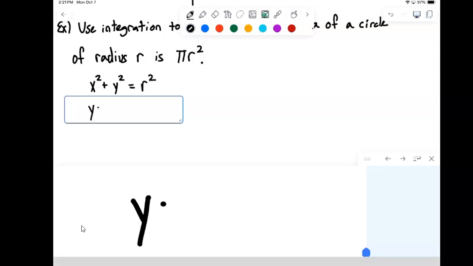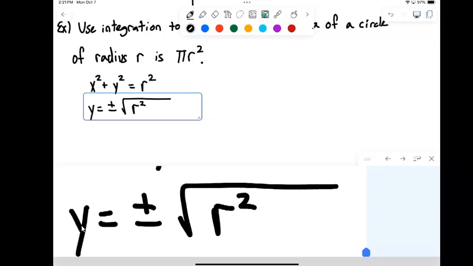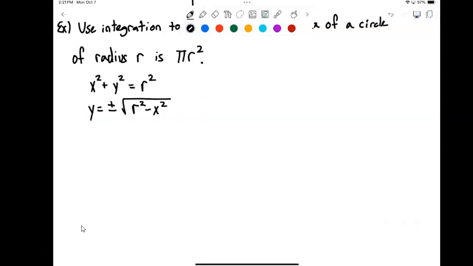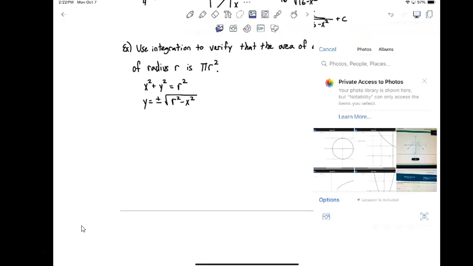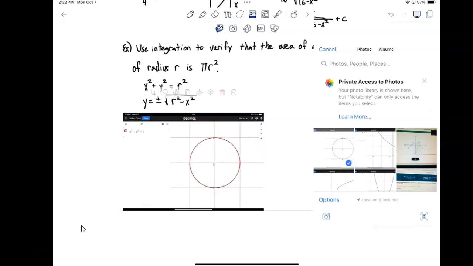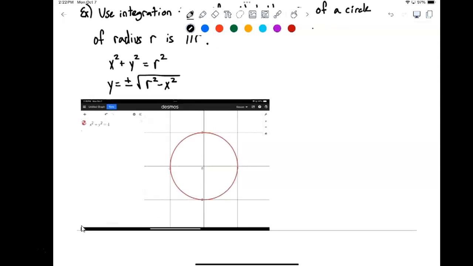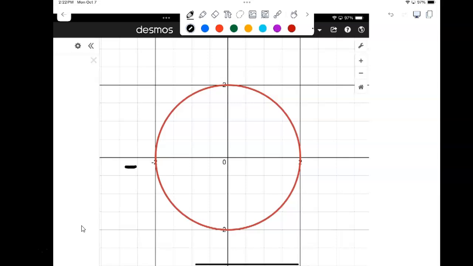So solving that for y, we would get y is plus or minus the square root of r squared minus x squared. Okay. So what I have here is I've gone ahead and graphed a circle that will basically take that form. I happen to graph x squared plus y squared equals 4. But basically I did that so we can see, hey, we have a circle here that's ranging from minus r to r. Yes, it's 2 in the picture.